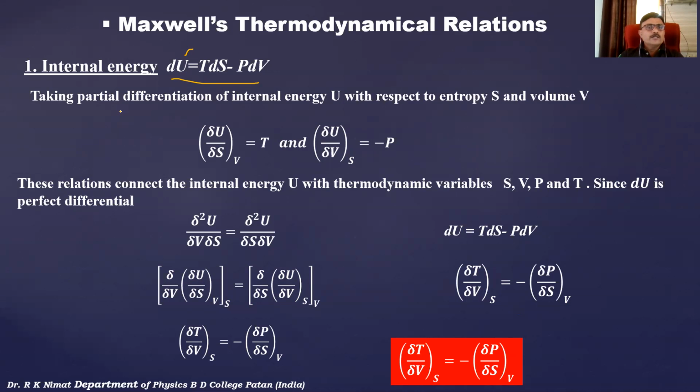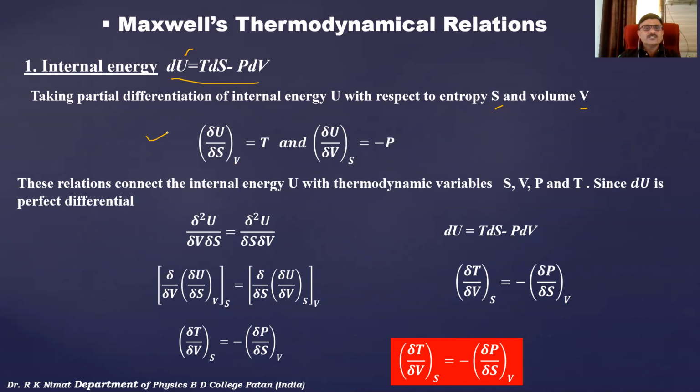So if you differentiate this equation with respect to S and V, because internal energy is a function of entropy and volume, you will get that delta U by delta S at constant V is equal to T. If you differentiate this partially with respect to V, you will get delta U by delta V at constant S is equal to minus P.